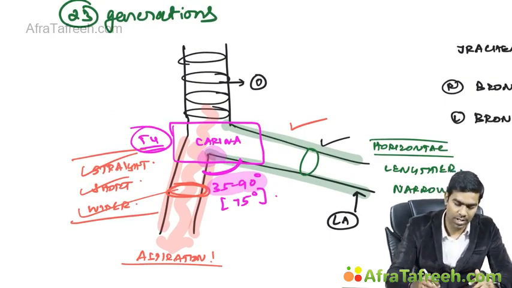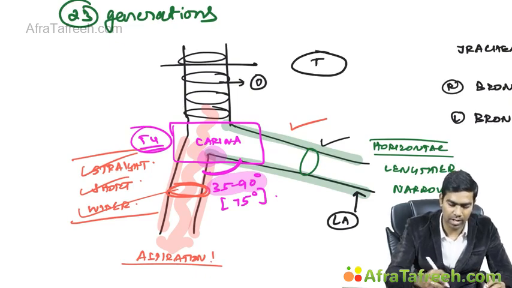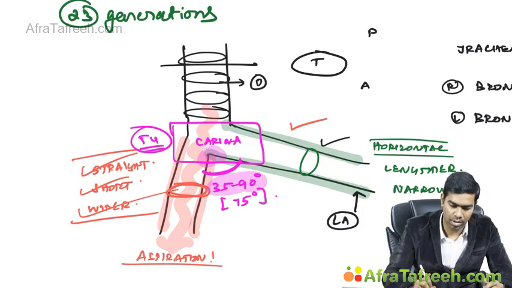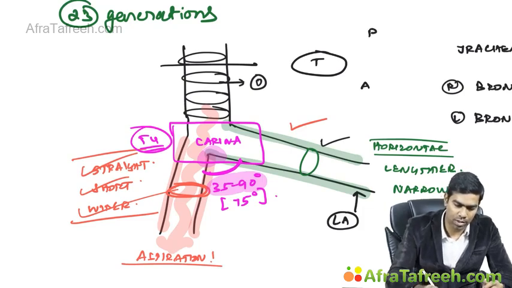So first, let us take a cross section of the trachea here. What are the things that are present anteriorly and what are the things that are present posteriorly? Posteriorly, the two most important structures that you are going to encounter are the esophagus and the descending aorta. So this is the aorta and this is the descending aorta.